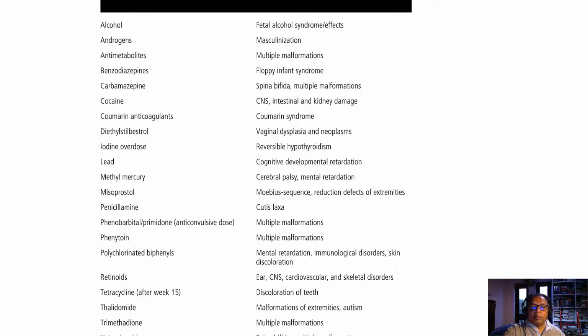like problems with the limbs. Limbs are smaller and appear like cut with the scissor, or limb reduction defects. They are common with misoprostol, so it's not a 100% safe drug. Penicillamine causing very tough skin or lax skin, and phenobarbital causing multiple malformations, phenytoin causing again neural tube and cardiac malformation, facial malformations, retinoid, vitamin A derivatives causing ear, CNS, cardiovascular and skeletal disorders.